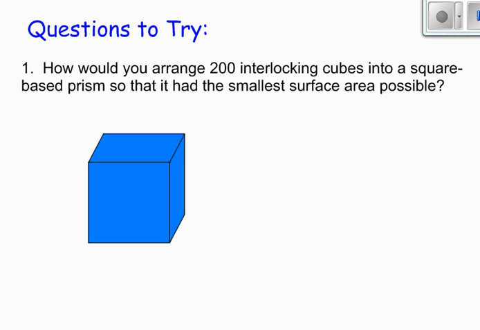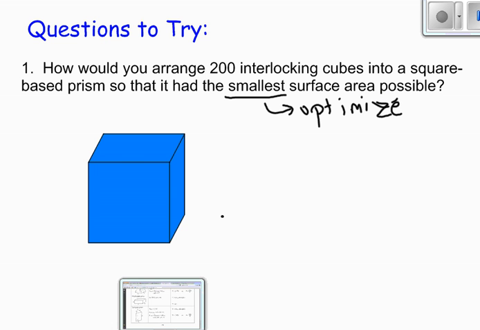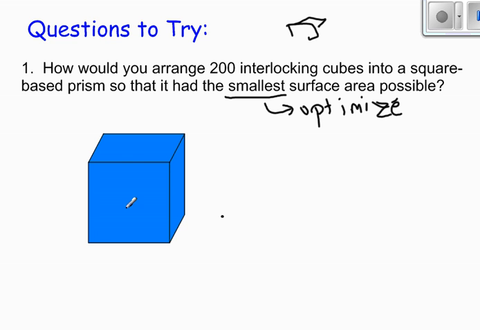So we'd started to look at some questions related to three-dimensional optimization. We had this question: how would you arrange 200 interlocking cubes into a square-based prism so that it had the smallest surface area? So we noticed that the word smallest is a key word for optimize. If we're trying to make something the smallest we can, then we're trying to optimize something. And we know that if we're optimizing a bunch of rectangular shapes, the answer is to make a cube.